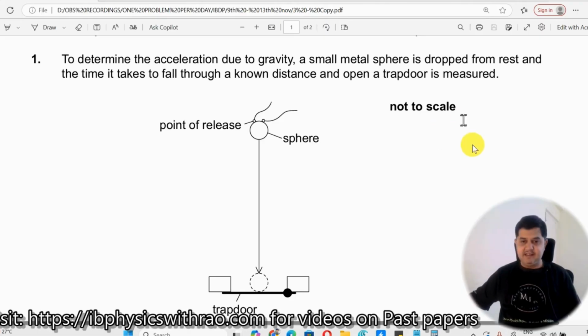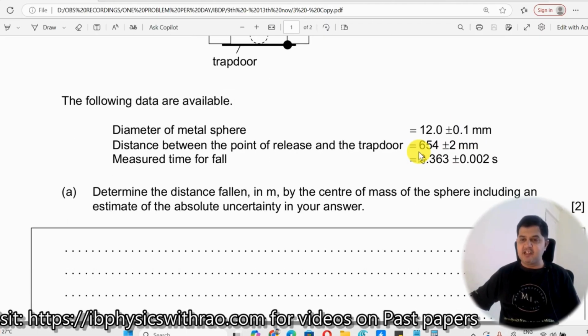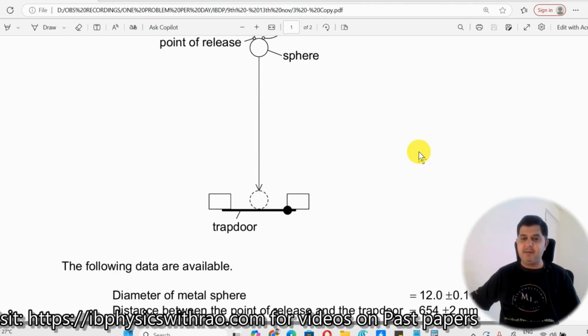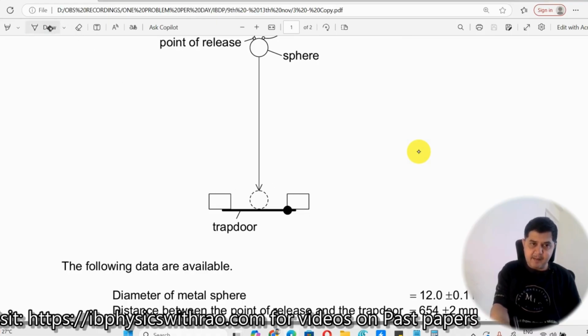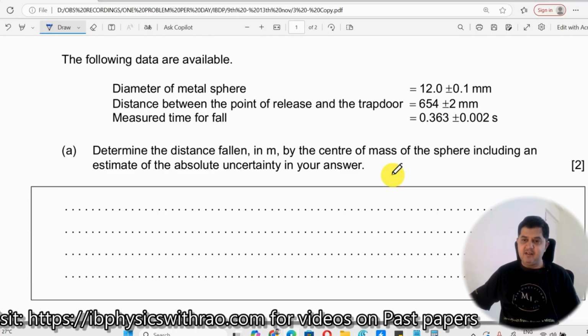Okay, then what is it asking? The following data is available. The diameter of this metal sphere is 12 plus or minus 0.1 millimeter. Okay, the diameter is given, right? This would be the diameter. So 12 plus or minus 0.1 millimeter. And then 654 plus or minus 2 millimeter is the distance between the point of release and the trapdoor.